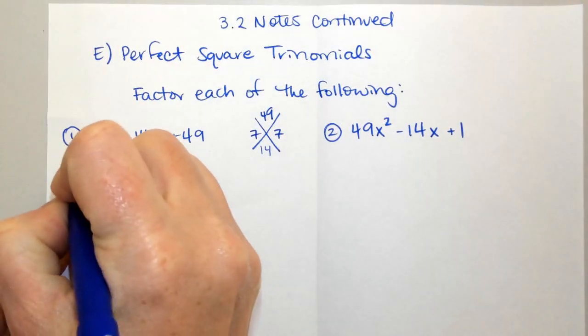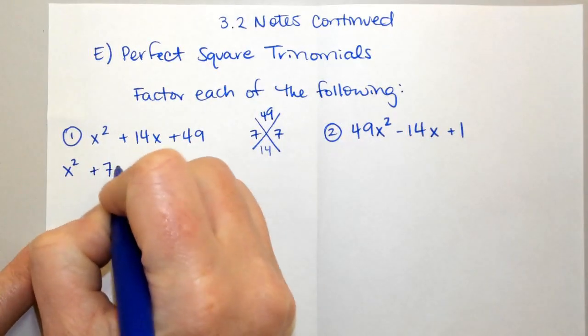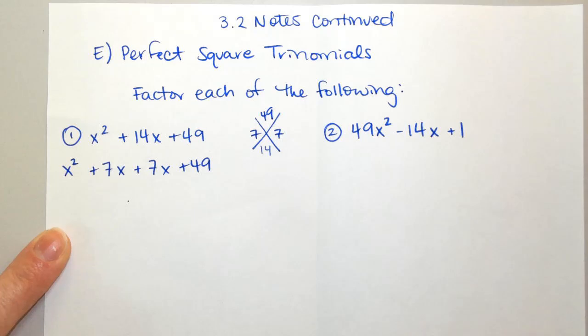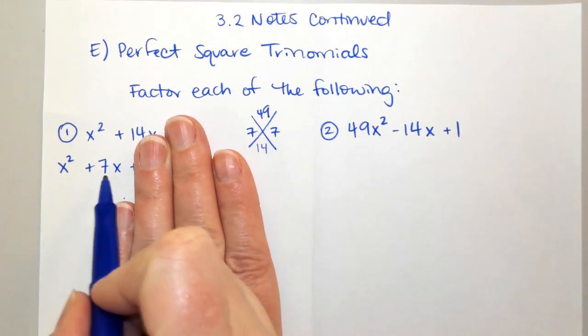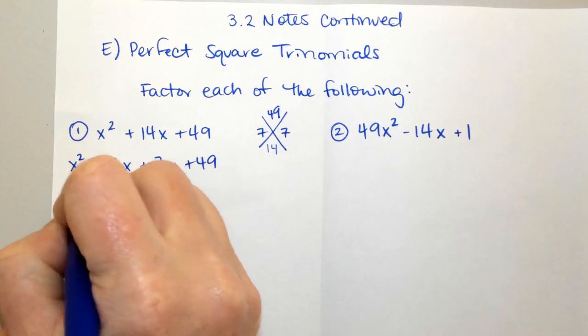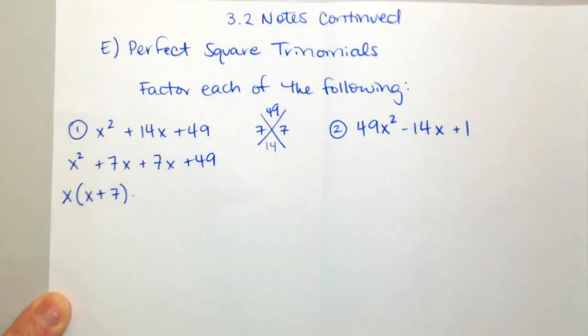And so if you're going to go through all the steps, that would be how you're splitting up that middle term. So instead of 14x, I would write 7x and 7x. And then I'm just factoring by grouping. I'm grouping together my first two terms. I'm finding a greatest common factor. And so in this case, their greatest common factor is x. And then what's left over if I divide them both by x is this.